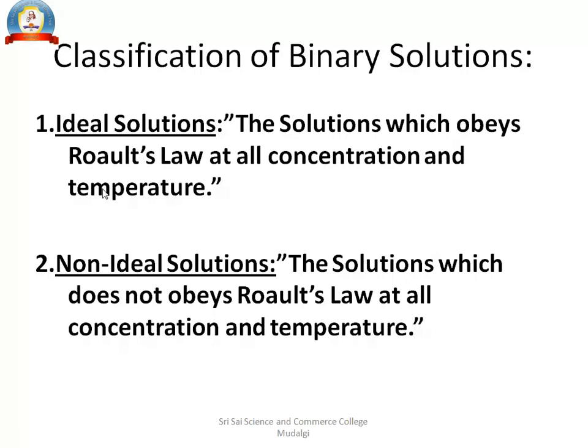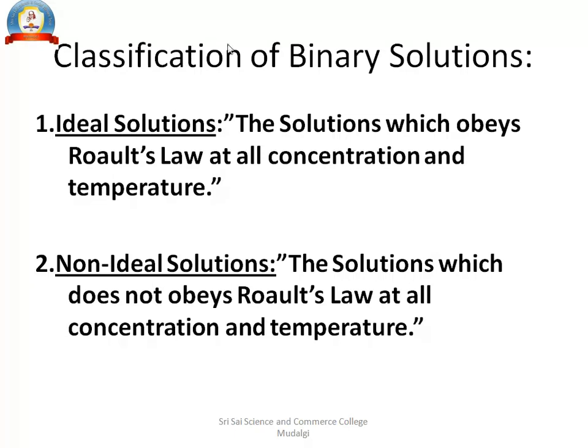Now remember, children, if an ideal solution is obeying Raoult's law, then the equation we know is Pa is equal to P naught A into mole fraction of component A. So if that equation is satisfied, then the solution is said to be an ideal solution. If Pa is not equal to P naught A into mole fraction of A, that is, it does not obey Raoult's law, then it is said to be a non-ideal solution. Now for 1 mark, they may ask for the definition of ideal solution as well as non-ideal solution. So I think you have understood the concept of definition.